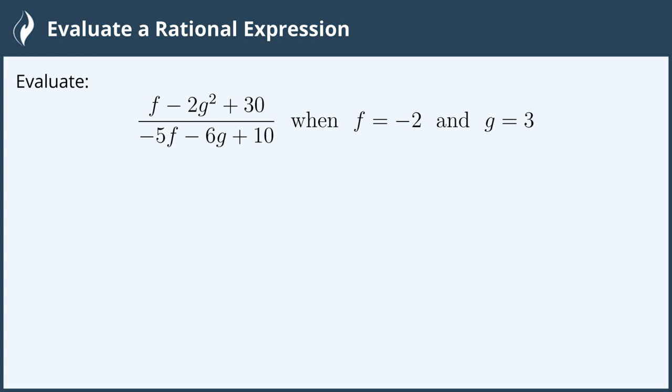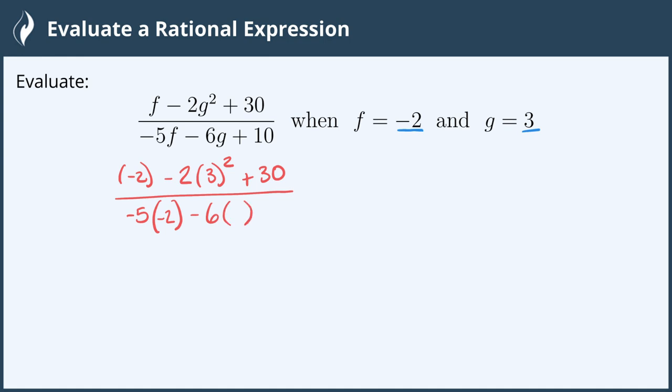To evaluate this, we'll need to substitute a negative 2 into every variable that's an f and a 3 into every variable that's a g. So let's go ahead and substitute those in using parentheses. So we get negative 2 for f, minus 2, and we'll substitute 3 in for g, again using parentheses. This helps to make sure that we don't get any operations or positives and negatives mixed up. And then plus 30, this is all over negative 5, again replacing the f with parentheses and substituting the negative 2 in, minus 6, replacing the g with parentheses to put in our 3, and plus 10.